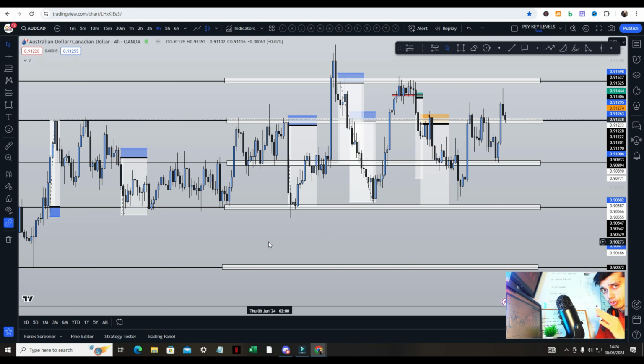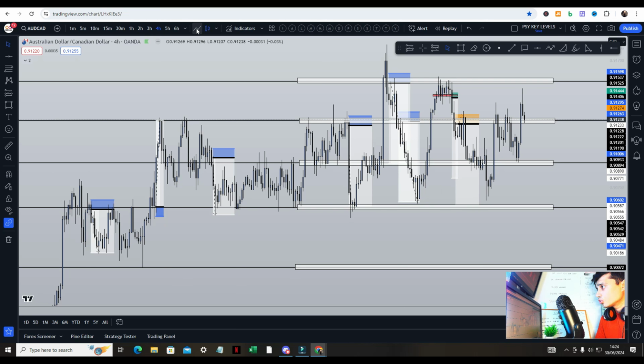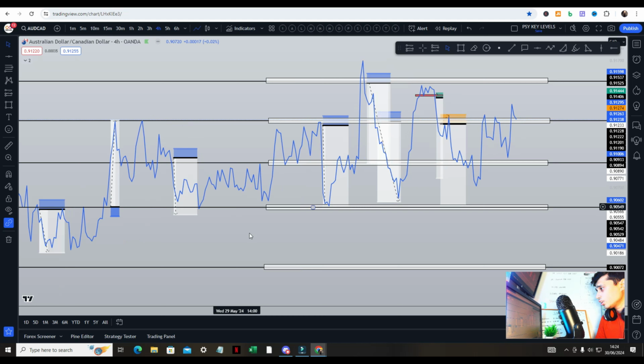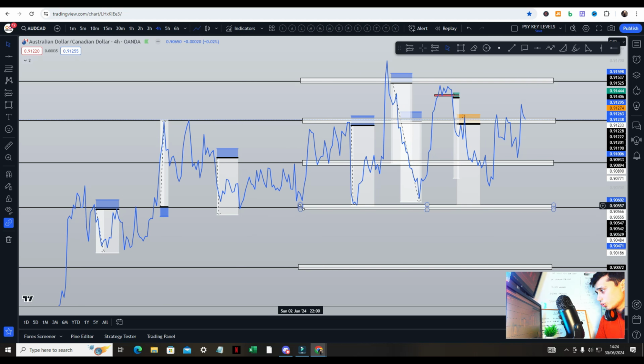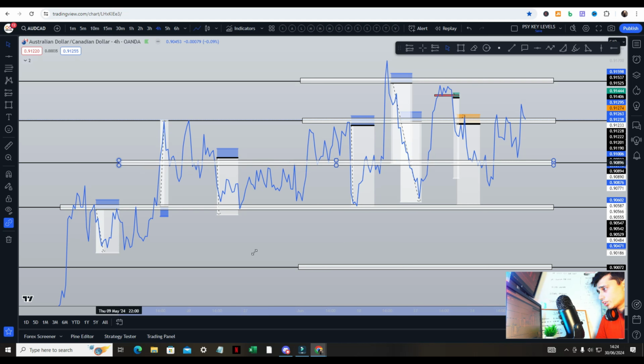Now a great tip for you guys is, if you want a faster way to draw levels, just go over to this little toolkit here and look at this, guys. Turn this over to a line chart. Once you turn it over to a line chart, look at this. Even if I drag this across, rejections, super clean. Now if I put this one, drag this one across as well.